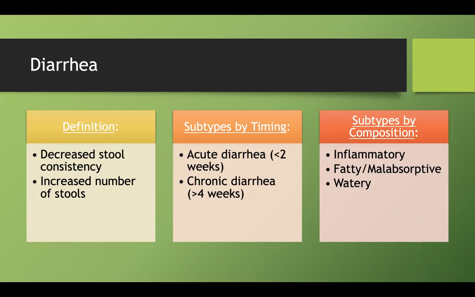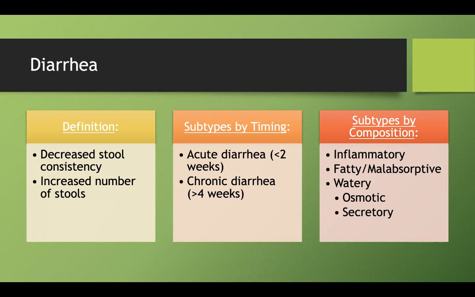This can be caused by a few different things. You can get an osmotic watery diarrhea, where you have a solute. For example, with lactose intolerance, you might have too much lactose staying in your GI tract. Water will come in and drain it.